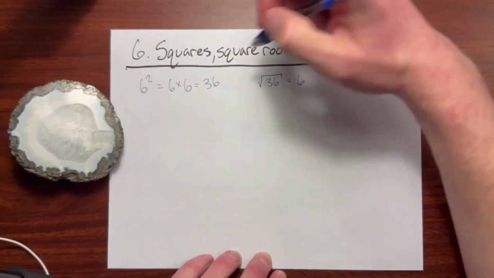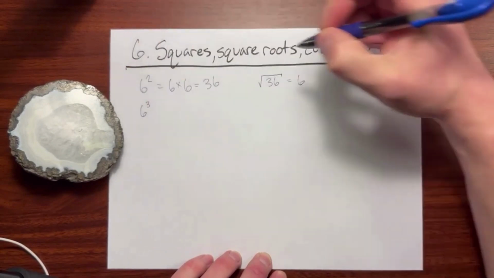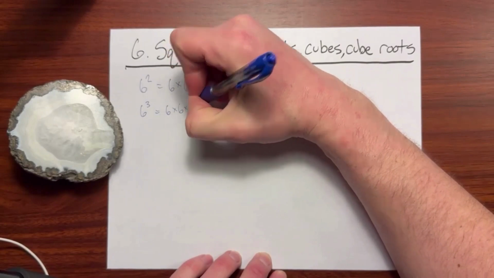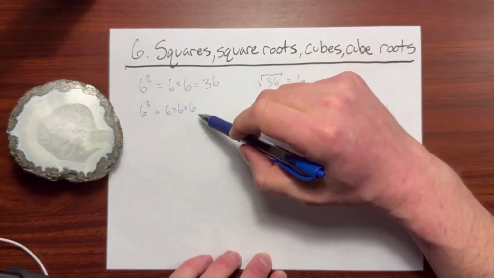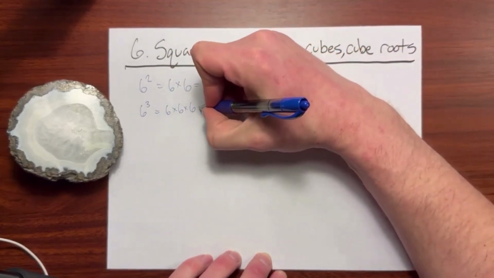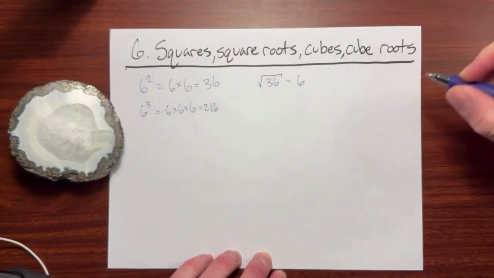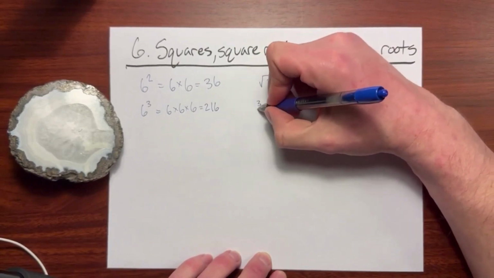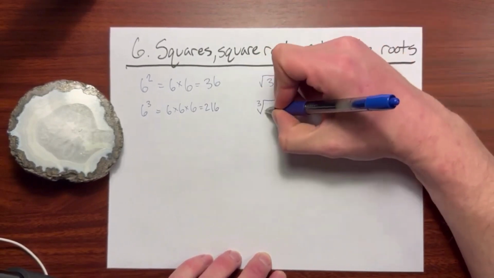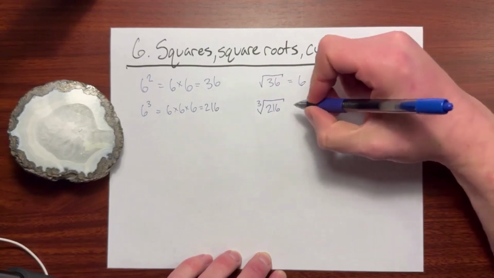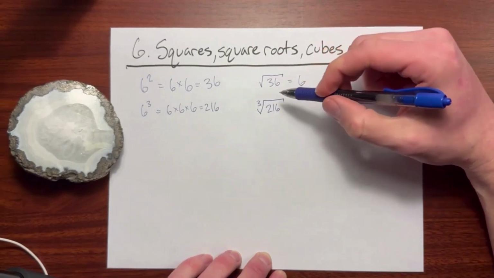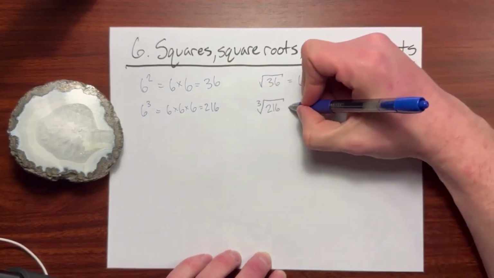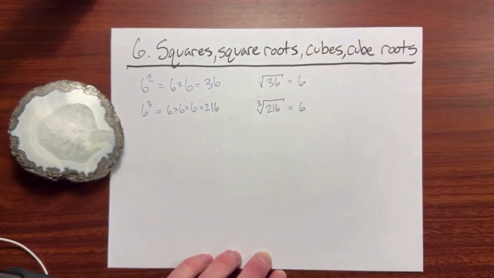Now the cube is similar except to the power of 3, meaning that we'll do 6 times 6 times 6. So in other words, 36 times 6, which is 216. And then following the same pattern, a cube root, which will have a little 3 out there because of that. The cube root of 216 is going to be what multiplied by itself 3 times equals 216. And we obviously know here it's going to be 6.